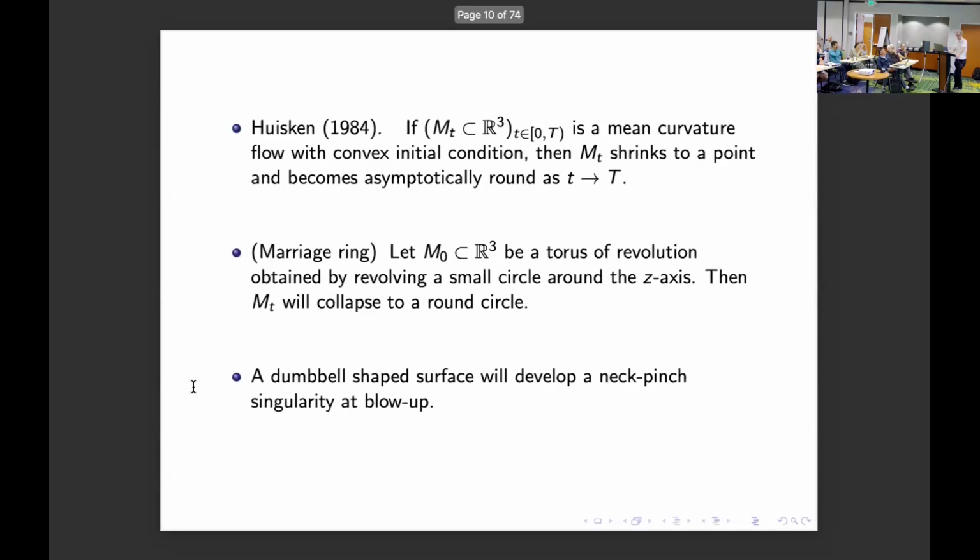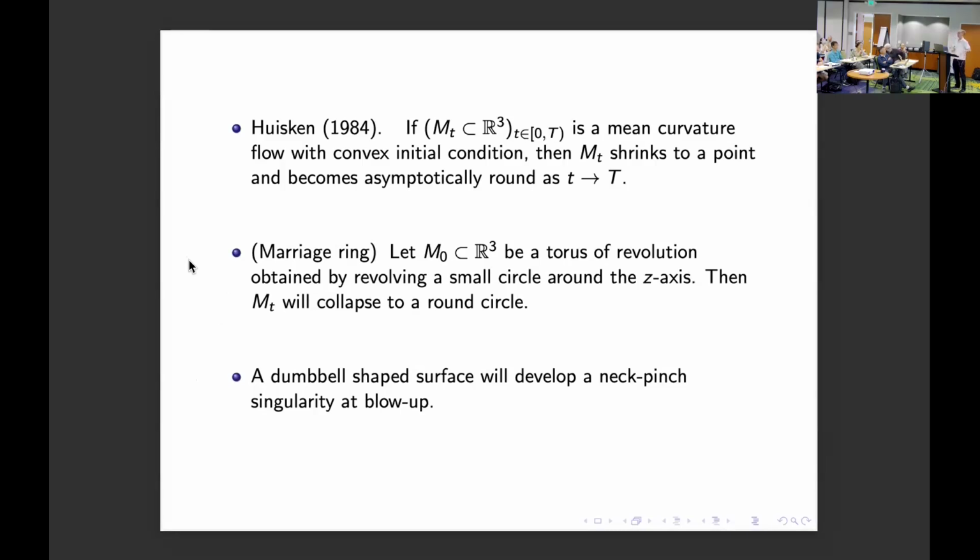Now let's go back to R3. So Huisken showed that you have similar behavior if your initial condition is convex. So you take a compact convex surface, take that as your initial data. Well then, as you approach the blow-up time, the surface shrinks to a point and becomes asymptotically round in the same sense. Now, if you drop the convexity condition, the behavior gets more interesting.